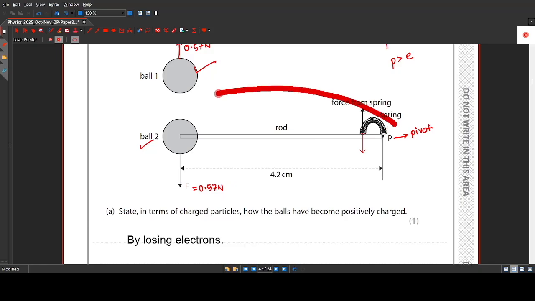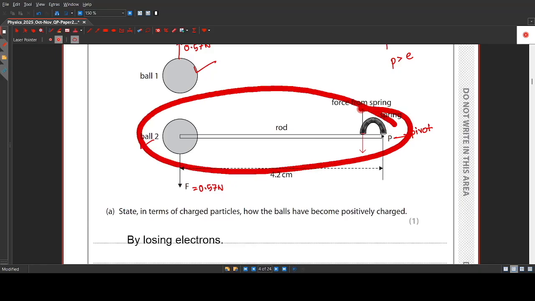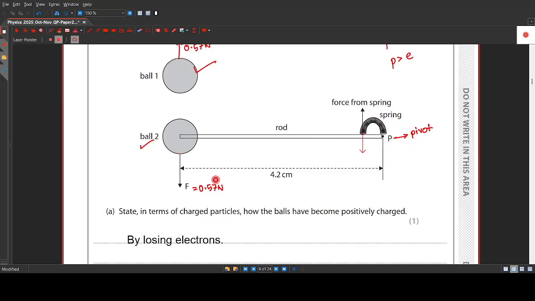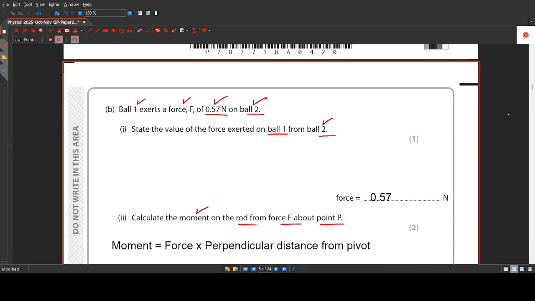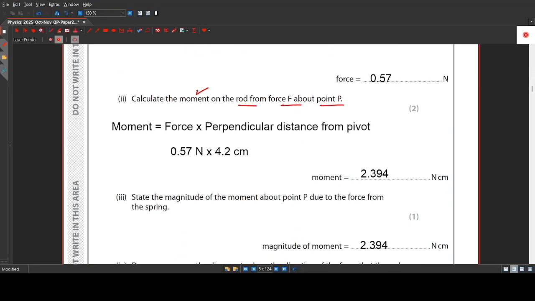Because since the system is in equilibrium, we know that at that time the sum of clockwise moments is equal to the sum of anti-clockwise moments. This force over here basically creates an anti-clockwise moment with respect to P, and this force over here basically creates a clockwise moment with respect to P. So if we calculate the anti-clockwise moment, which we did in the previous question, that would be equivalent to the clockwise moment created by this force on the spring with respect to this pivot. So the answer to the previous question would be the answer to this one as well, which is 2.394 Newton centimeter.